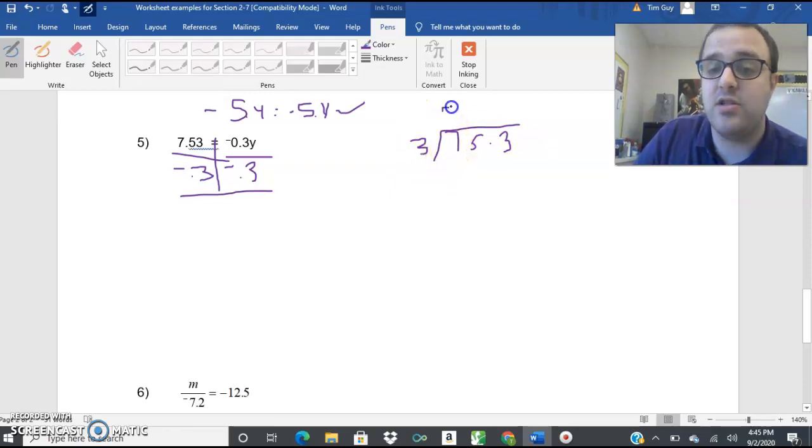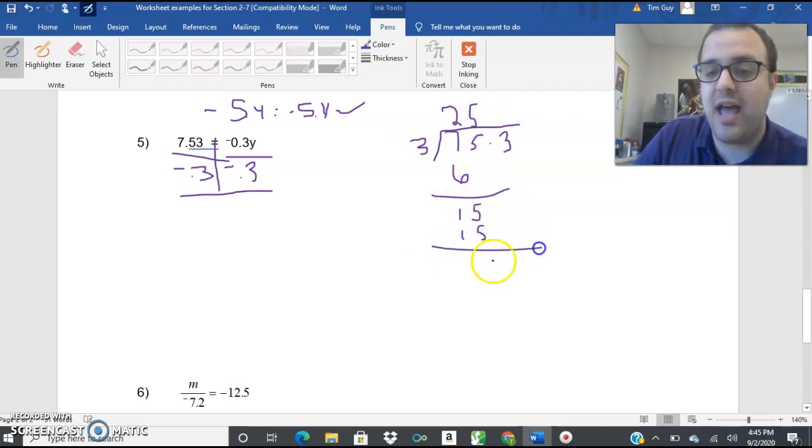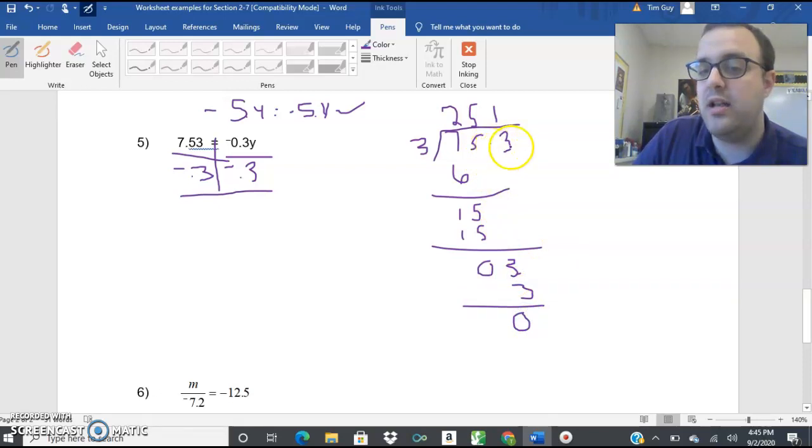3 goes into 7 2 times, so 7 minus 6, I end up with 1. I bring down a 5. 3 goes into 15 5 times. It's going to equal 15. I subtract, I get 0. I bring down the 3. 3 goes into 3 1 time. 3, subtract, I get 0, okay? And then where does my decimal place go? Well, there was 1 decimal place here, so I'm going to have 1 decimal place here.